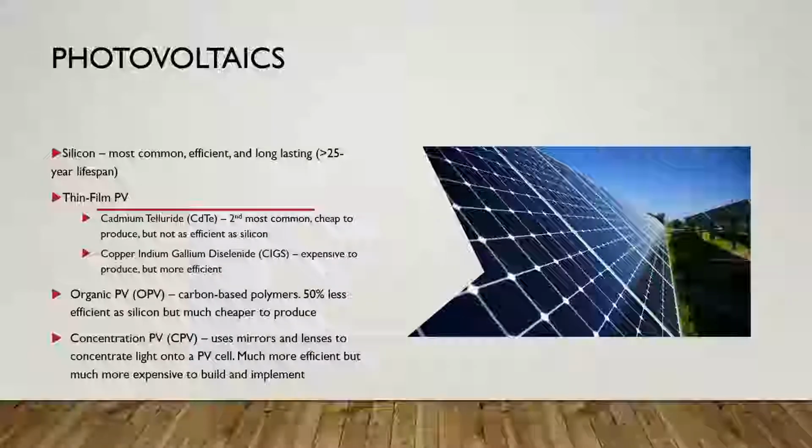Photovoltaic material releases electrons when hit by sunlight. There are four basic types. Silicon is the most common. It's efficient and long-lasting. It lasts up to 25 years.